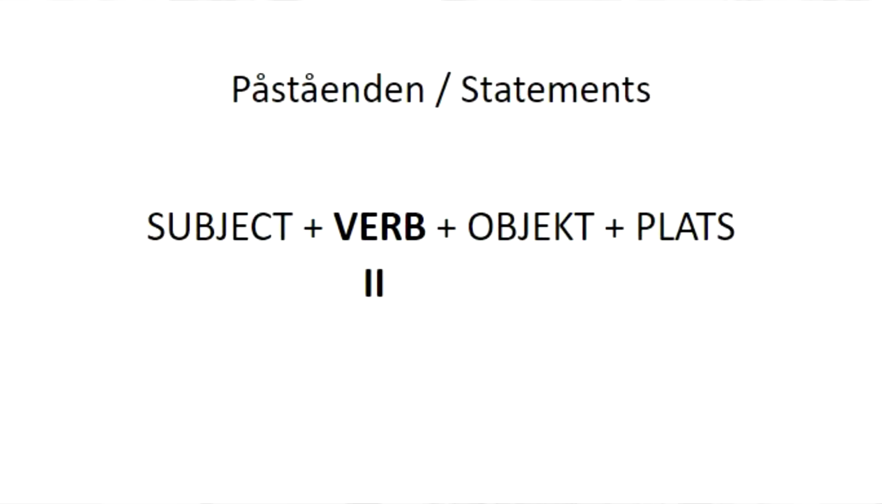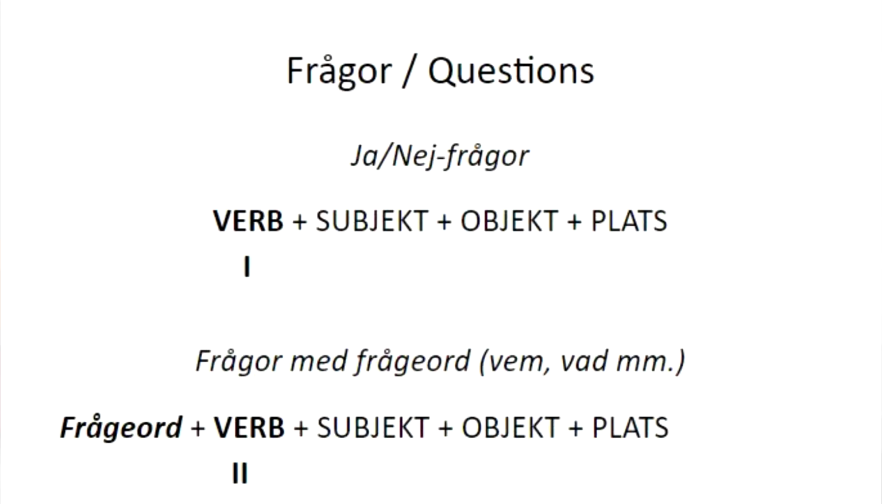To summarize, the word order in statements applies as follows. Subject, verb, object, place. In questions, on the other hand, the following word order applies. If it's a yes-no question, it starts directly with a verb. So you have verb, subject, object, and place. But if it's a question that uses question words like var, vad, and so on, and asks for more information in reply than just yes and no, then you have question word followed by verb, subject, object, and place.